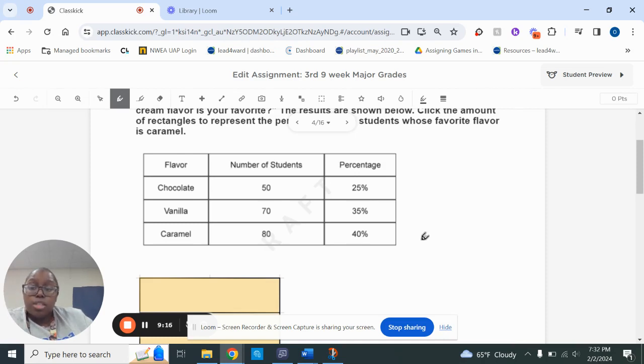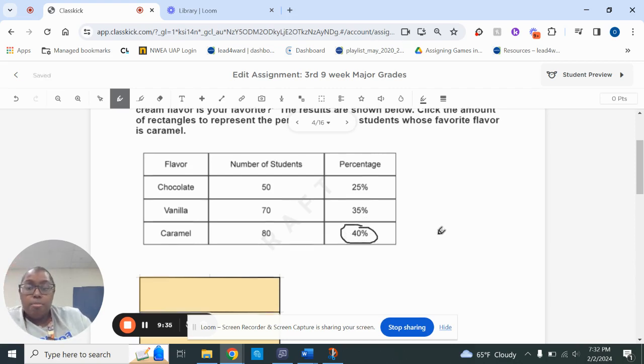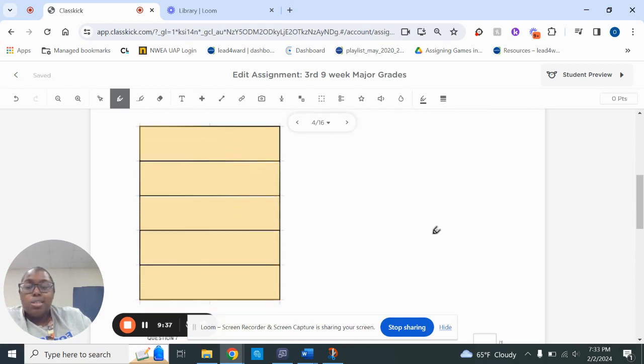On your original test, this was something you had to make and then have it select. Hopefully I get a chance to show y'all how y'all should have done this in Eduphoria, because how to do it in Schoology is totally different. So we have 40% caramel. Now let's look at the rectangles. We have 1, 2, 3, 4, 5.